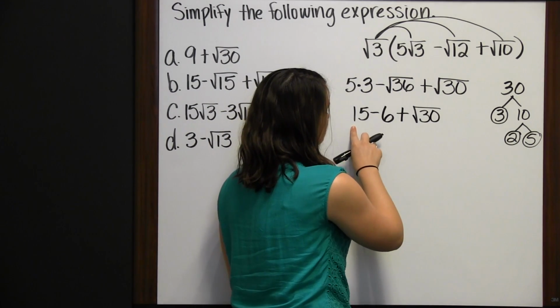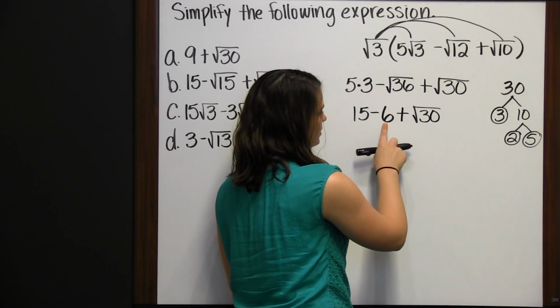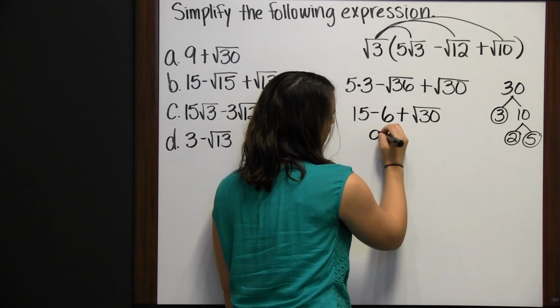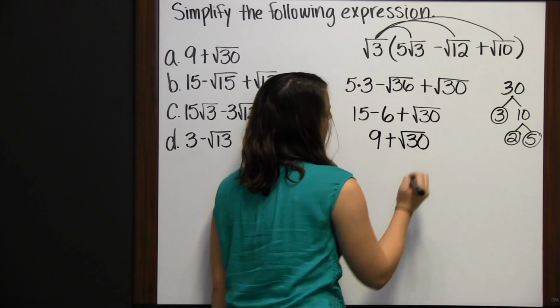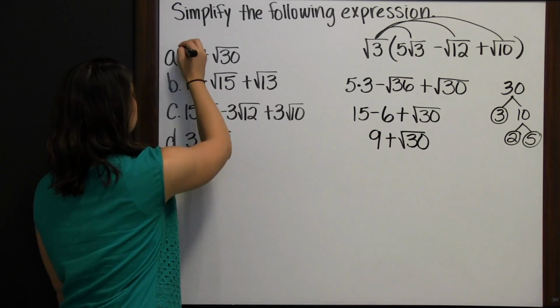And finally, we can subtract 15 minus 6, since those are like terms, and we get 9. So 9 plus the square root of 30. So our answer is A.